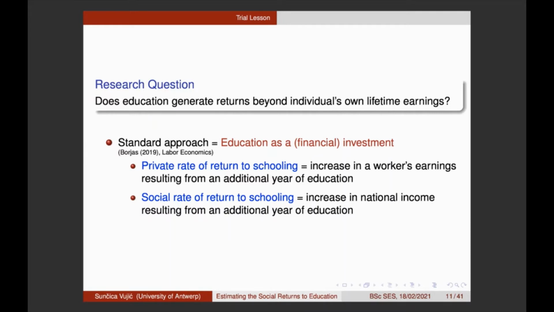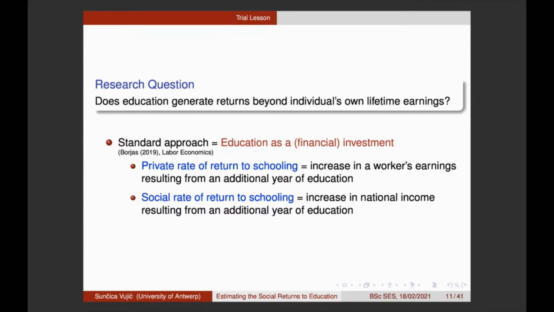Usually it sees education as a financial investment. So why do you want to pursue additional years of education? Well, because additional years of education will increase workers' earnings. Your decision to enroll in further education is really motivated by your future options on the labor market. By having an additional year of education, you are expecting to have better options on the labor market. You will actually have higher earnings than what your earnings would be if you didn't have these additional years of education. This is what we call the private rate of return to schooling, or private rate of return to education.